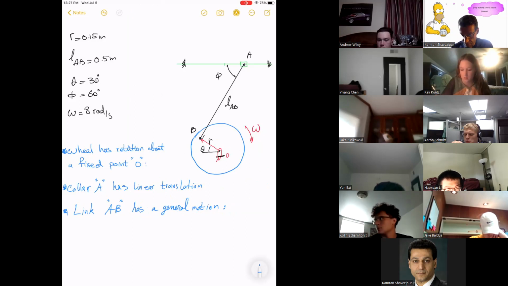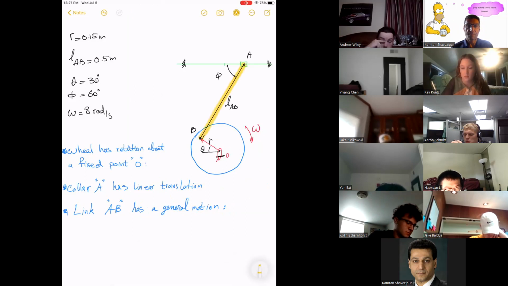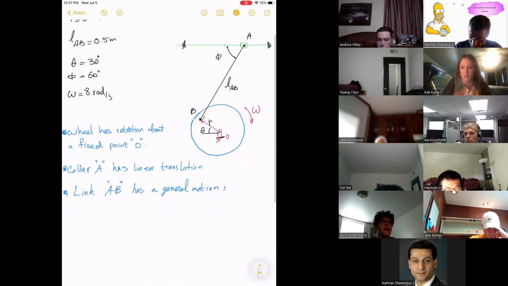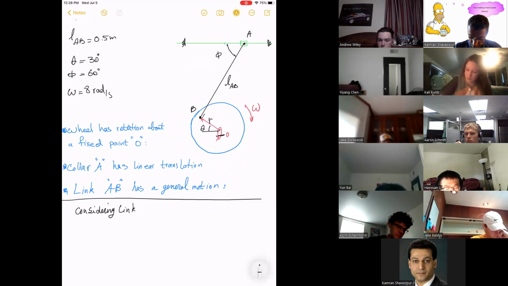Which 2 points do you guys suggest? Remember, we are talking about link AB, right? If I want to pick 2 points and write the equations we derived in previous slides, what do you suggest the 2 points should be? Come on, guys, say something.